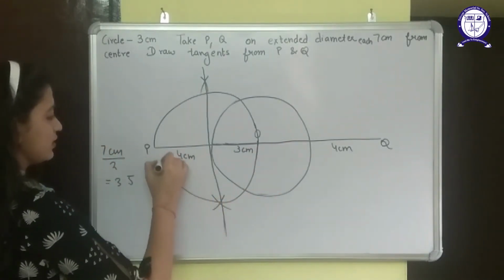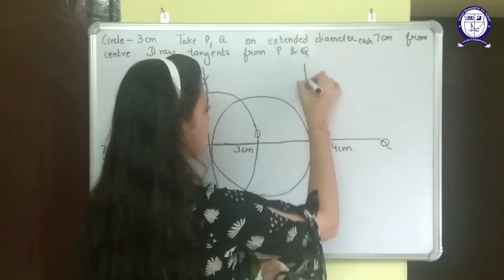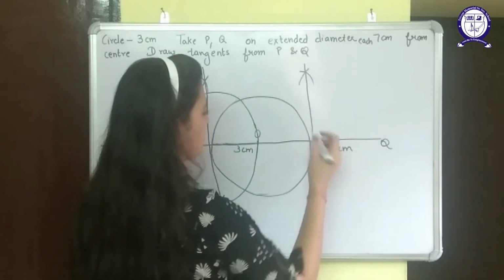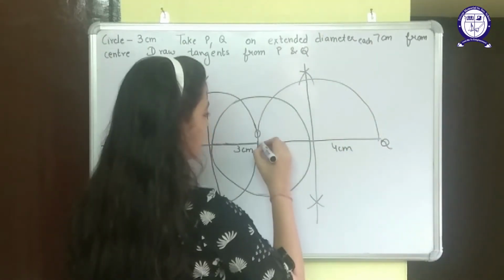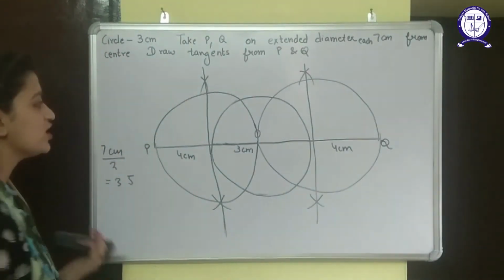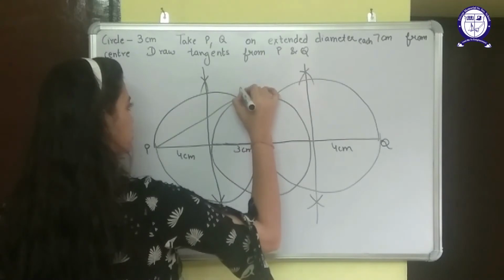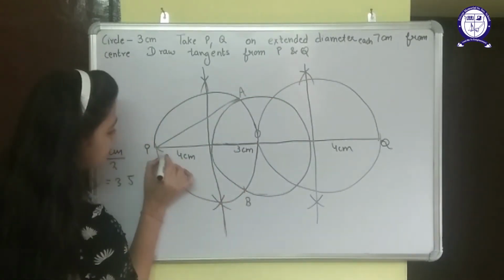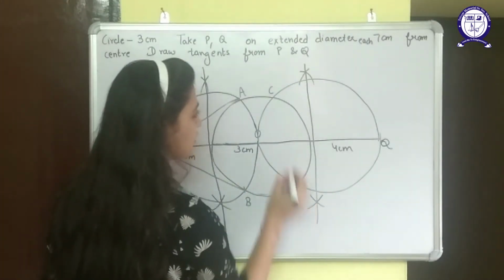like this. Similarly, on that side, I will draw the perpendicular bisector, and then we'll draw the circle. Okay. The next step was joining these points. This and this. Suppose this is point A and this is my point B. This is my point C and this is D.